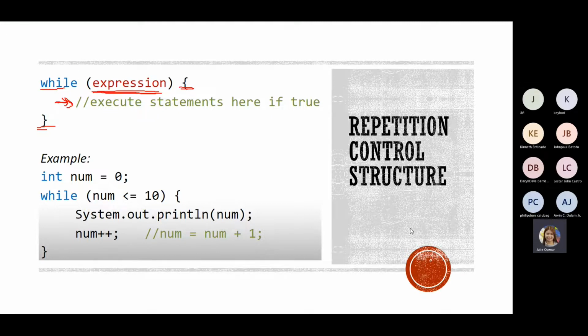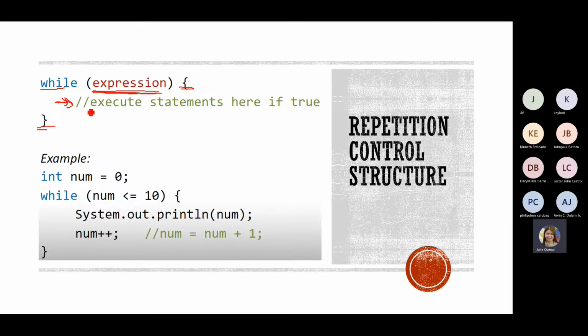Okay? When executing the while loop, the expression provides an entry condition. So, magbe-base tayo ngayon sa expression niya, kung anong entry niya dyan, kung true ba yan or false. If it evaluates to true, the loop body executes and the expression is re-evaluated. If it evaluates again to true, the loop body continues to execute until the expression evaluates to false. A loop that continues to execute endlessly is called an infinite loop.